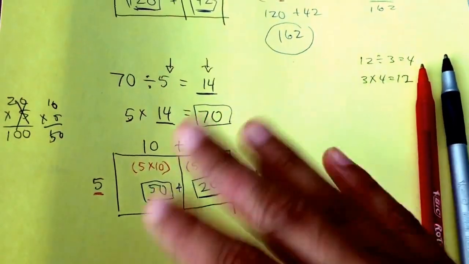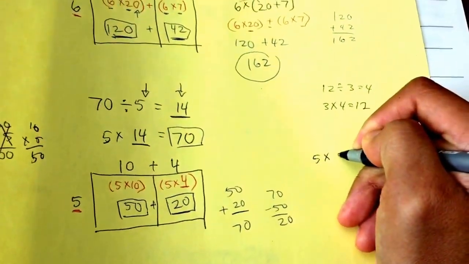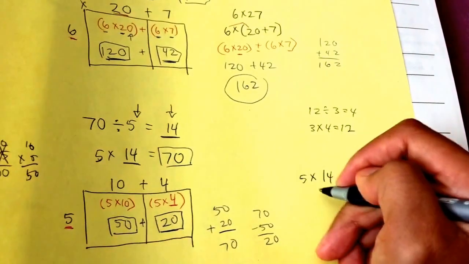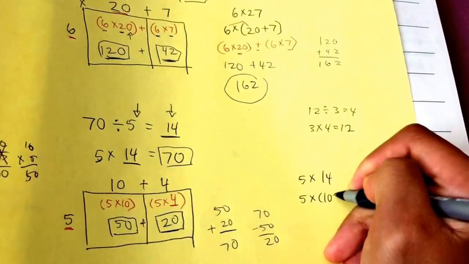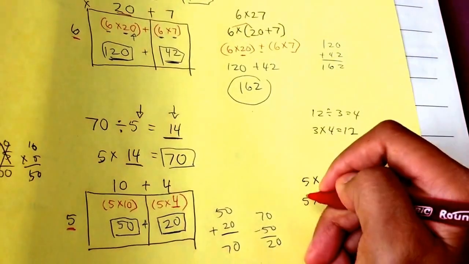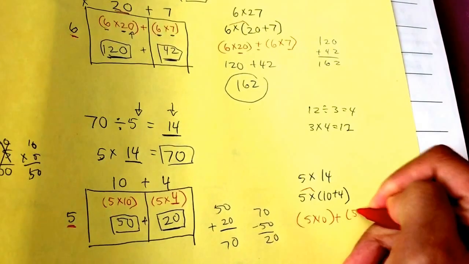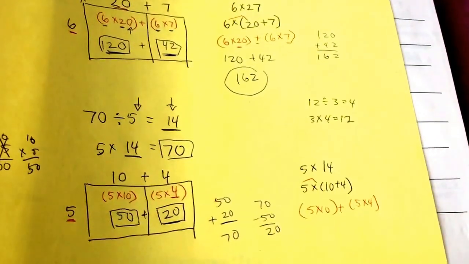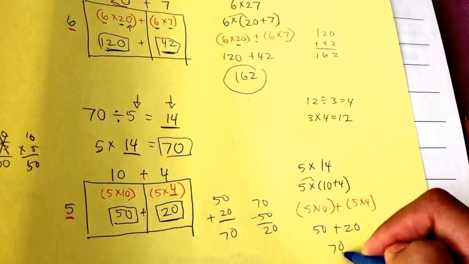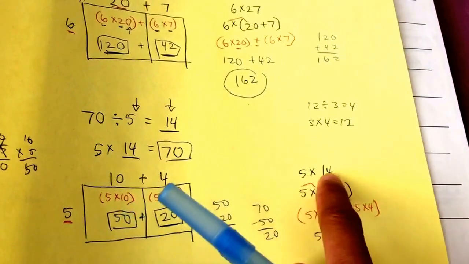I'm going to show it to you breaking it down using these equations right here. We know that 5 times 14 better equal 70. And let's double check. 5 times 10 plus 4 equals the same as 5 times 10 plus 5 times 4. 5 times 10 is 50. 5 times 4 is 20. 50 plus 20 is 70. So 70 divided by 5 equals 14. Therefore, 5 times 14 equals 70.